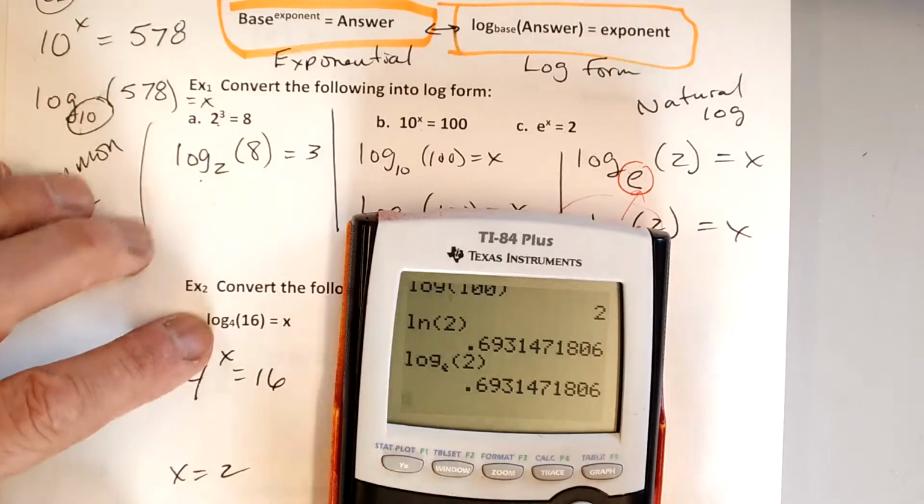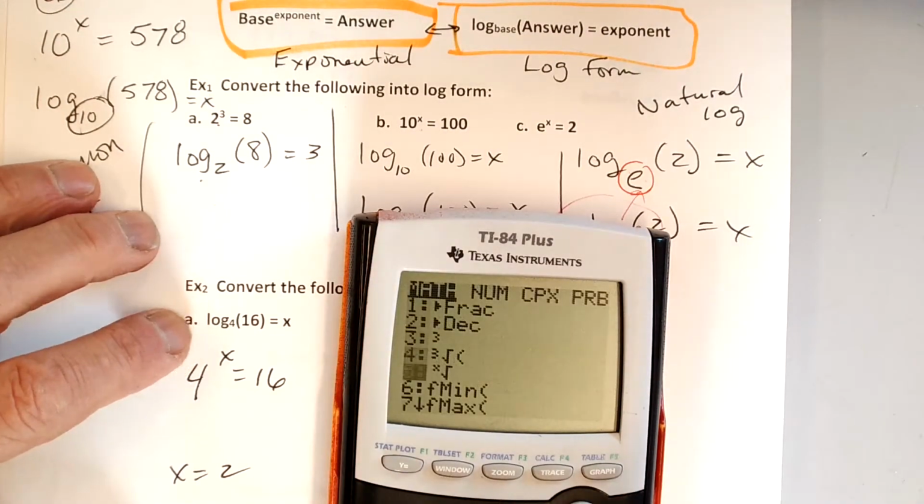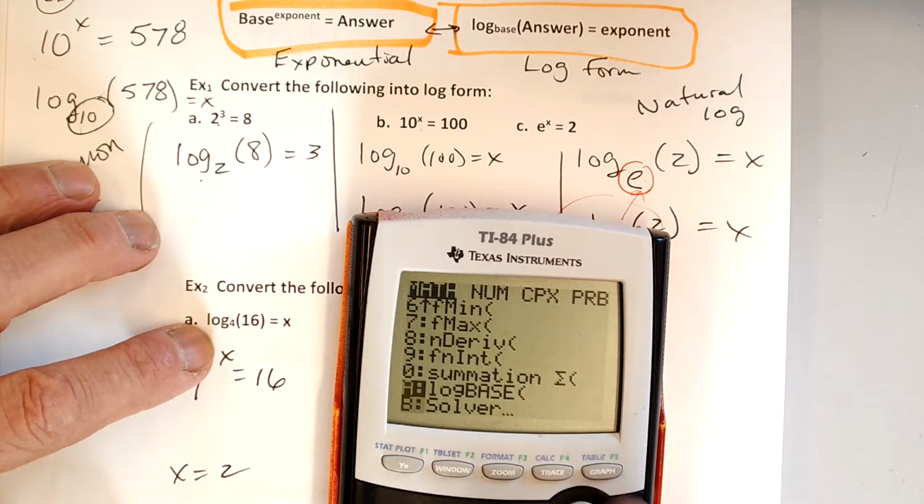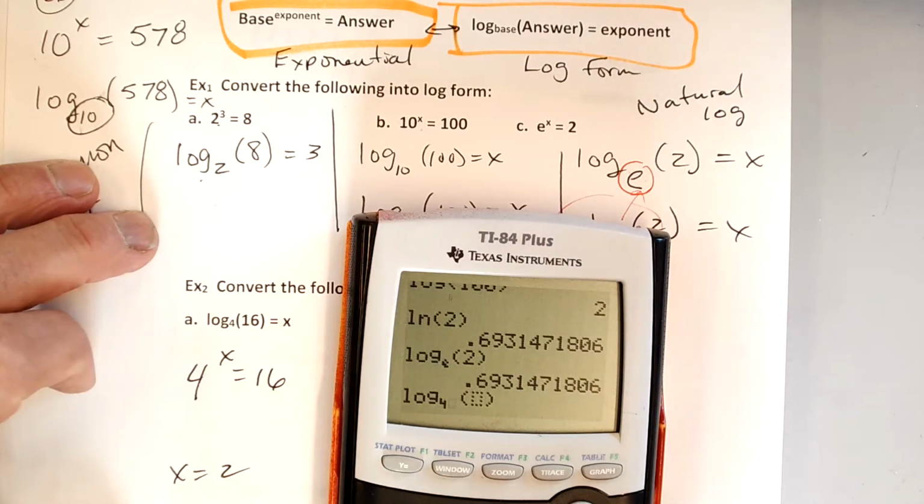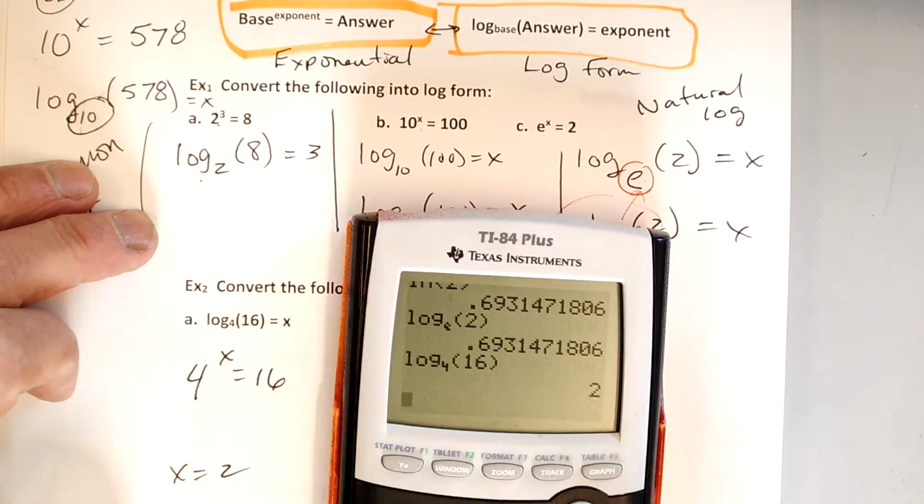And in fact, on my fancy calculator, I could do this. We can actually do log base 4. I can go log base 4 of 16. I should probably get an answer of 2. Kind of like I thought, right?